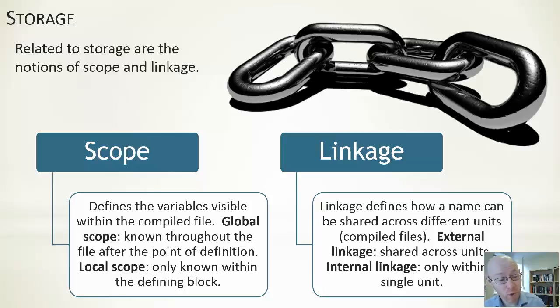Local scope is only known within the defining block of code, again after the point of declaration where we define it. Linkage then, now the key thing here, defines how a name can be shared across different units, compiled files. In C++, each CPP file is compiled separately, independently, on its own, as a standalone entity. You compile one, you compile another, you compile another. After all of these entities have been compiled, they're then linked together, stuck together at the end into a complete whole. So again, that makes sense for reasons of resourcing and for various other reasons as well.